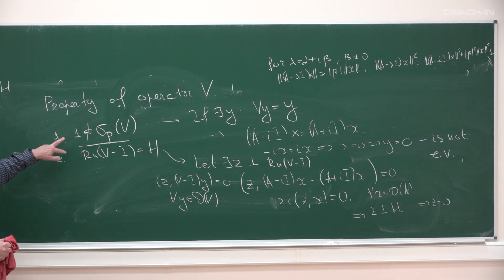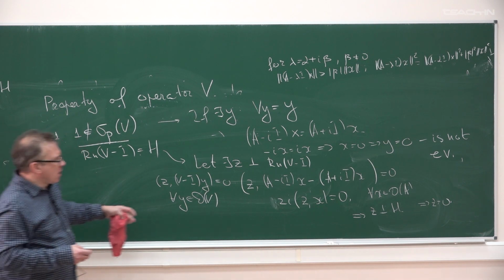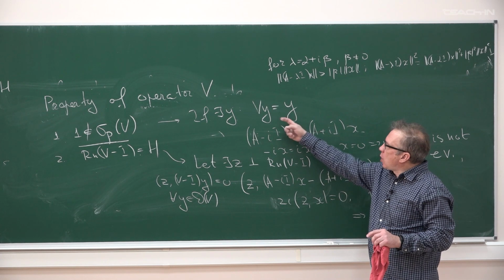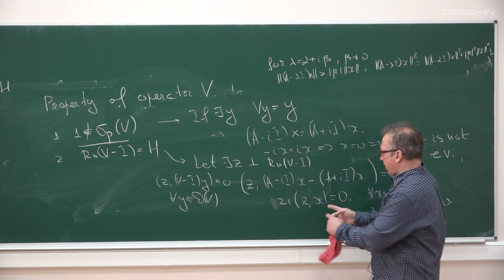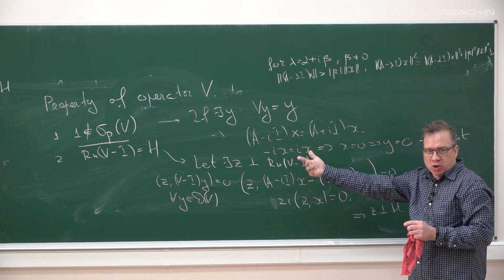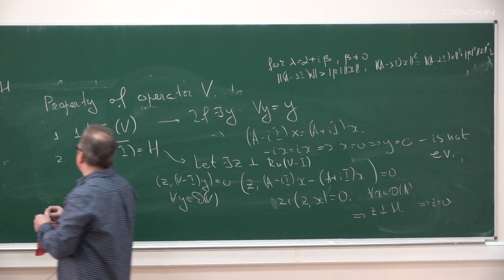But in a real situation, we need all these demands. Sufficient only this. So let's show that if we have this property, then 1 is not from the point spectrum. You can see that they are very similar. Here we have this identity, when we prove that 1 is not in the point spectrum, and here we have the same situation. So let's show that from 2 we obtain 1.